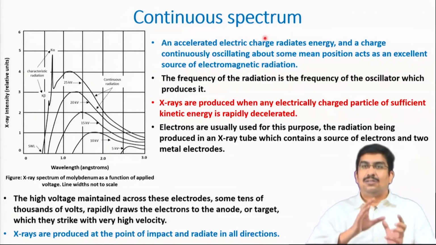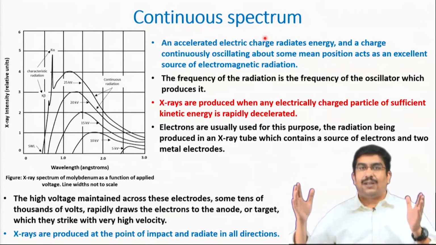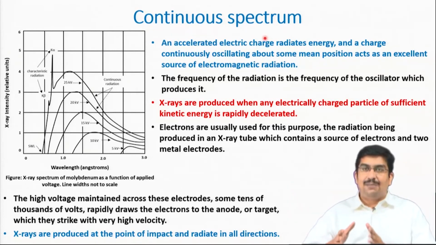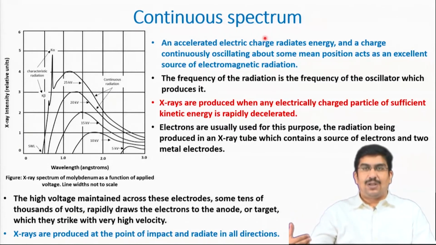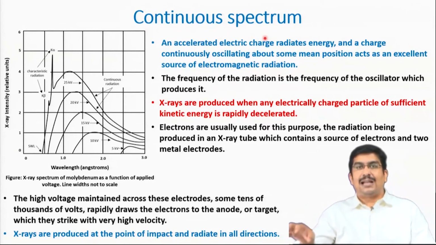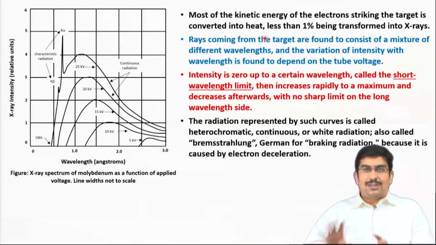One cathode acts as a source of electrons. A very high potential difference is created between cathode and anode. So electrons are accelerated towards the anode, then they strike the anode, and there they lose their kinetic energy in the form of X-rays. Okay, and the X-rays are produced at the point of impact, and they radiate in all possible directions. So these X-rays go in 360 degrees.